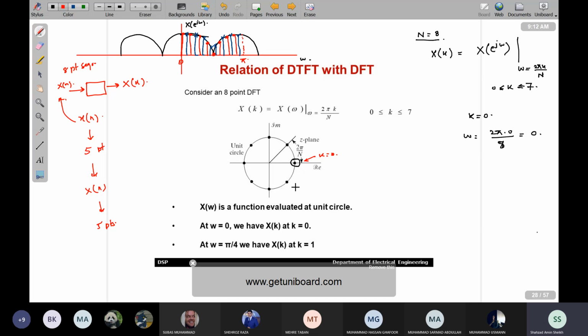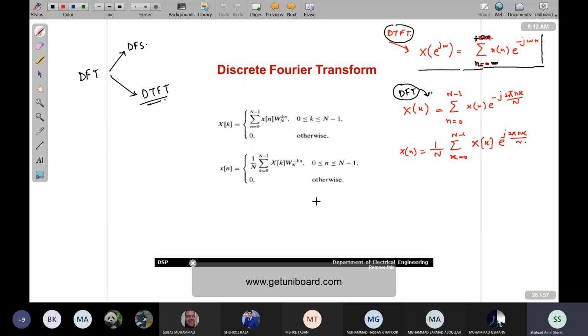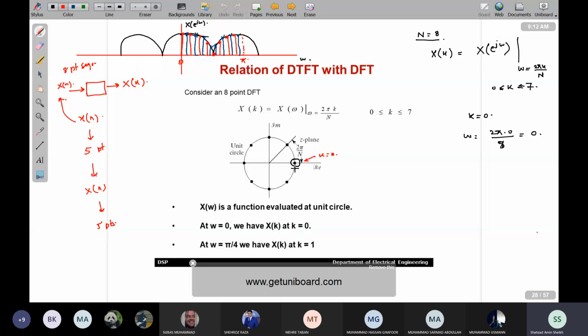I'm talking about samples because I have talked about this, that the DFT, that is x of k, are equally spaced samples of x of exponential j omega, which is defined on the unit circle. So this is one sample which is associated with k is equal to 0. Now let's see what's the value with k is equal to 1. For k is equal to 1, omega is equal to 2 pi 1 over 8, which is pi by 4. So this point is associated with k is equal to 1.